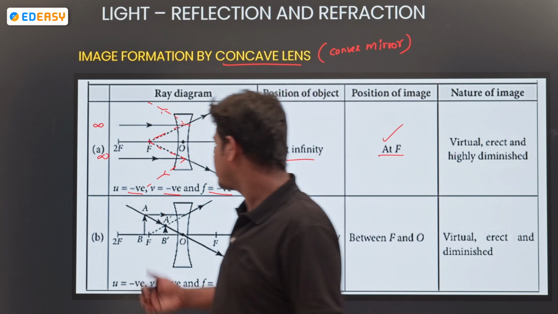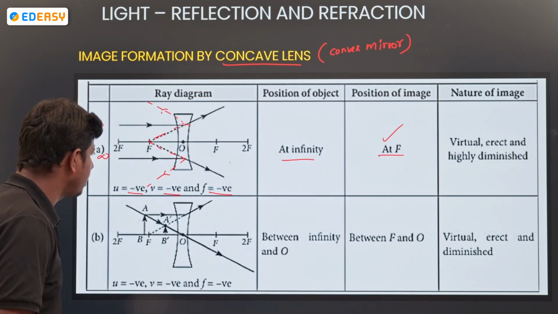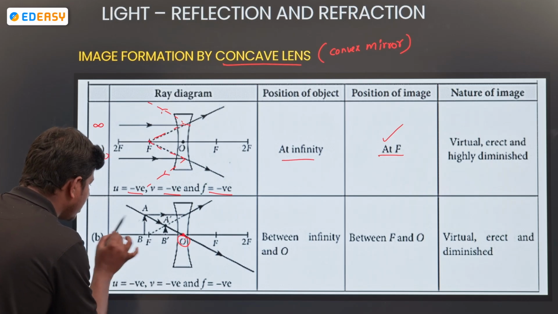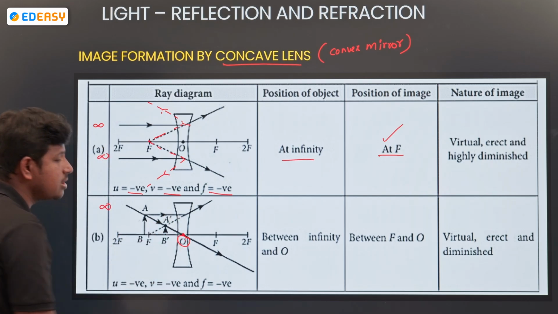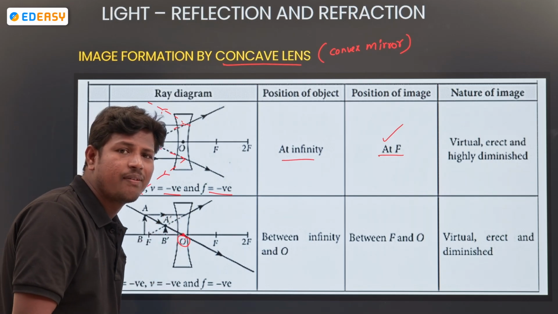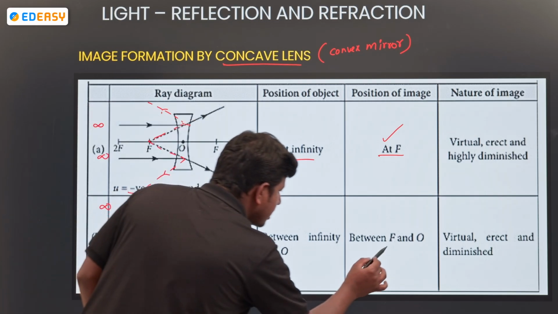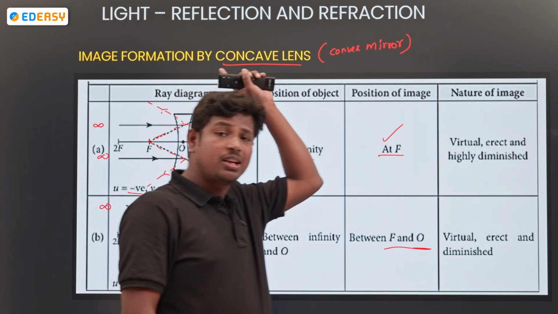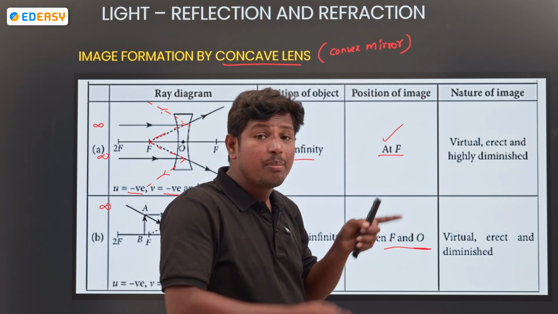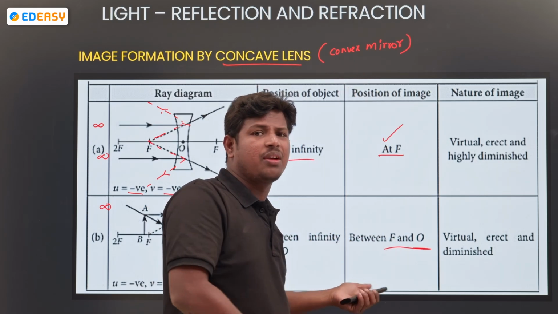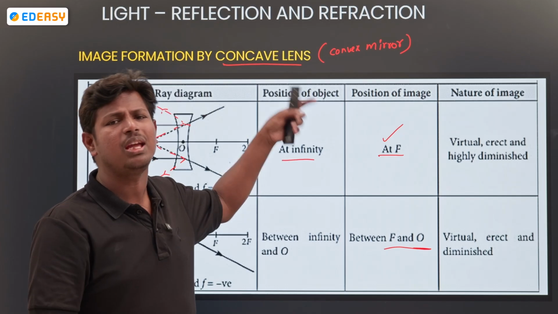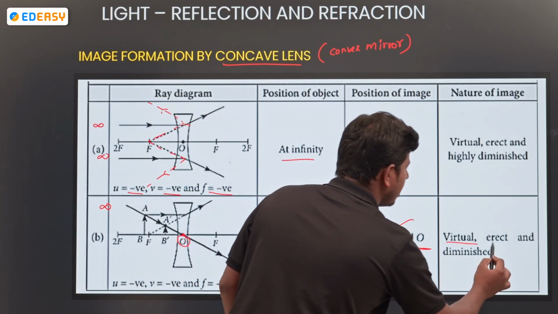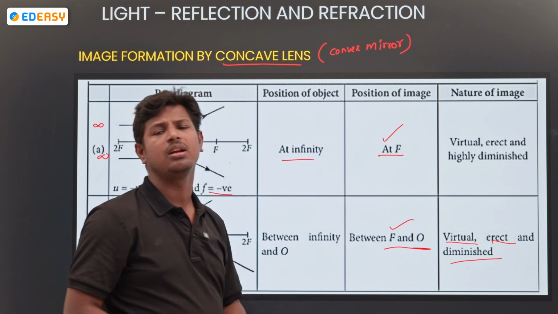Clear? Next, the second point: where is the object between optical center and infinity? Where does the image take place? Between O and F. There also the same: object at infinity, the image takes place between P and F. Here O and F. The difference is there it's P, here it's O. That's it. Between F and O, virtual, erect, diminished, same thing.